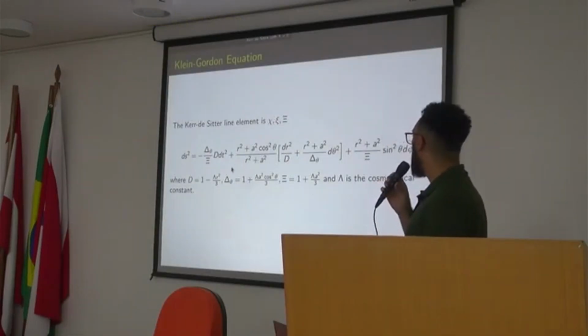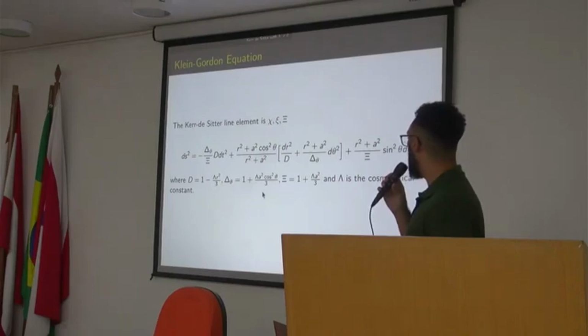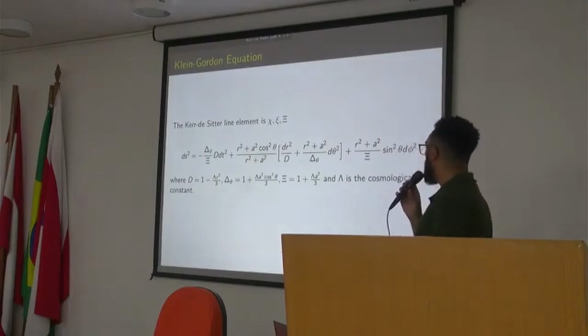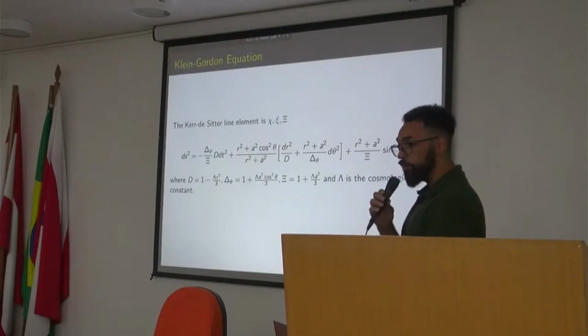And so, for a start, the Kerr-de Sitter line element can be seen here. We have a few functions, a function of r, a function of theta. These three lines here, this is xi, it is a constant. Lambda is the cosmological constant, and a is related to the angular momentum of the Kerr black hole.